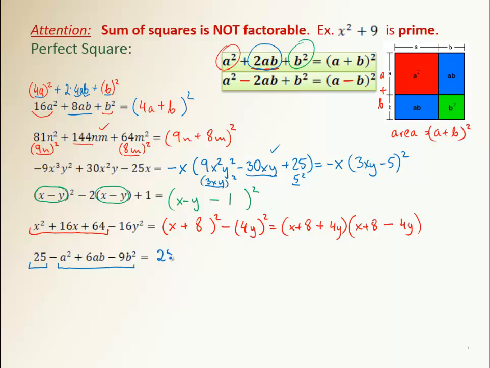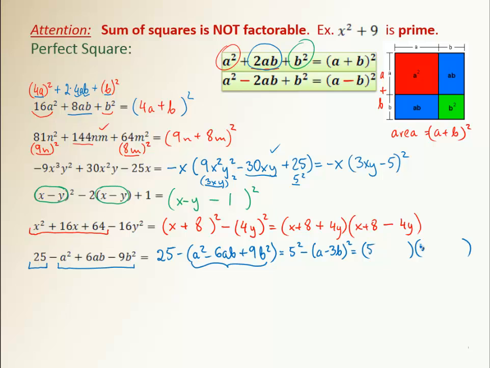So let's rewrite it that way. Minus, a squared minus 6ab plus b squared. Now you can see that this bracket can be folded back to a perfect square. So we can write 5 squared minus a perfect square of a minus 3b. This is a difference of squares that can be factored into 2 brackets.